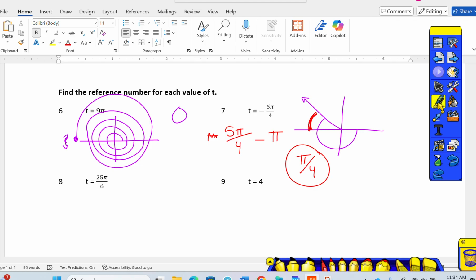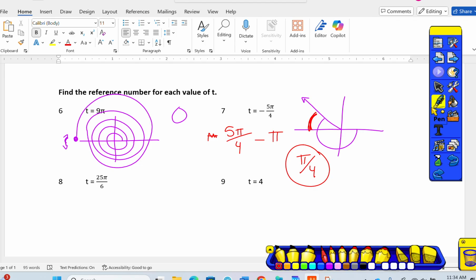Okay, moving on to number 8, 25 pi over 6. Okay, 12 pi over 6 is all the way around the circle. 24 pi over 6 is twice around the circle. 25 pi over 6 is just right there. That distance back is pi over 6.